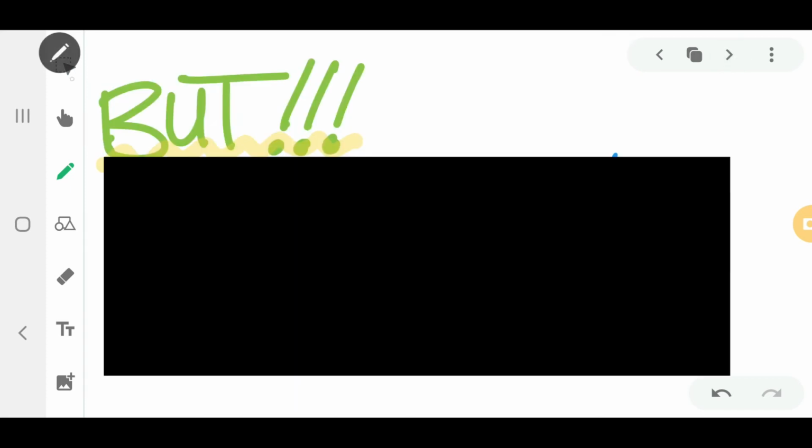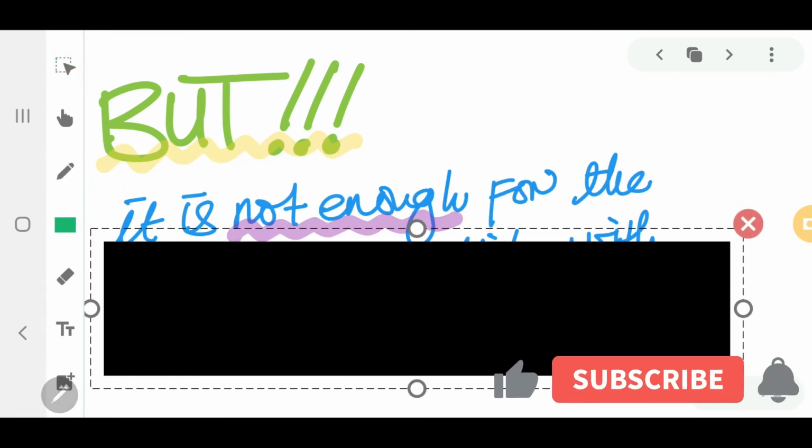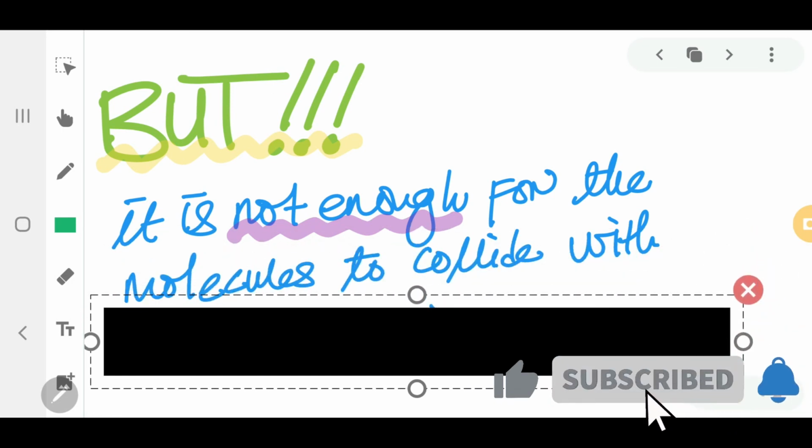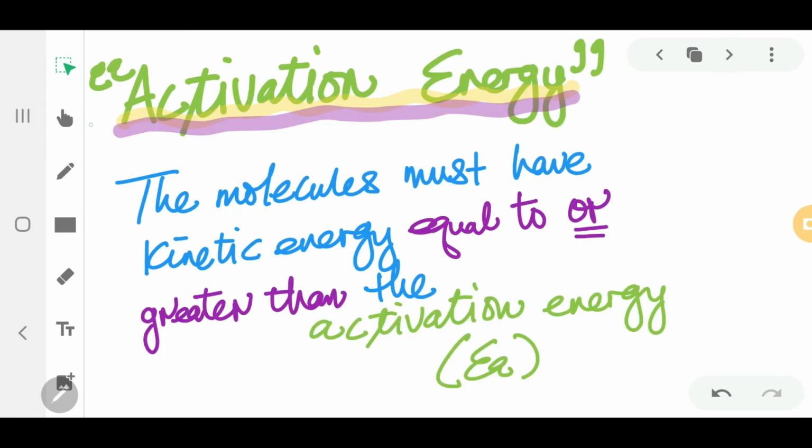But there's a huge but over here. It is not enough for the molecules to collide with correct orientation. It's good for them to get into the correct orientation, but if you want the reaction to move further forward after they have the correct orientation, the molecules also need to have kinetic energy that is equal to or greater than the activation energy.